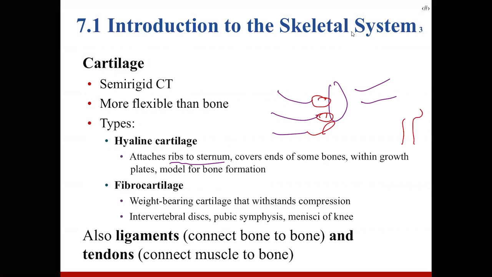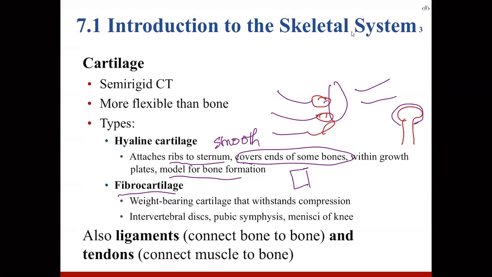So if this is a femur, it might be at the ends of it. It's within growth plates, and it's used as a model, or kind of like a template or scaffolding, for when we start to make bone. Okay, it's kind of smooth. I always think of it as kind of like Teflon. So it covers the ends to keep things smooth, but it also can be strong, right? And it holds things together.